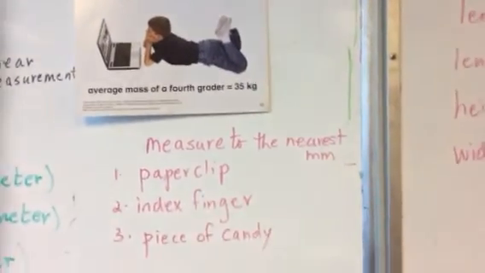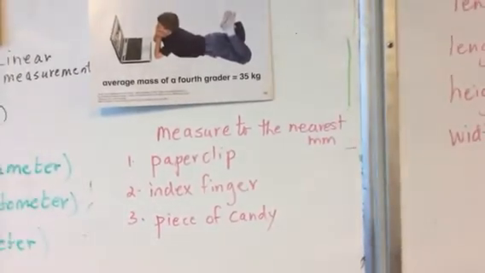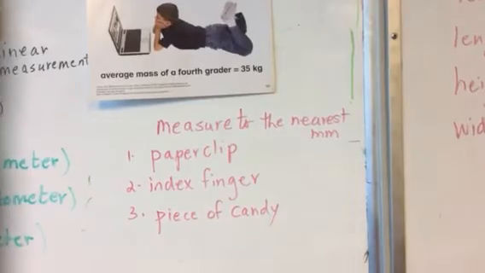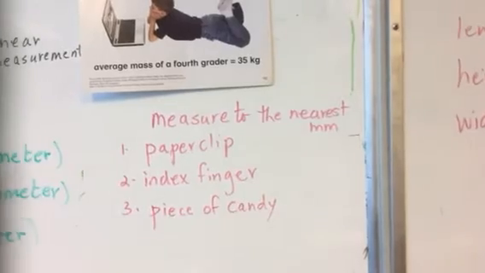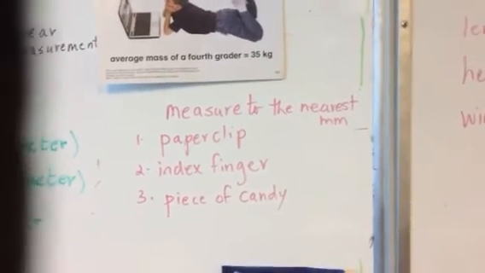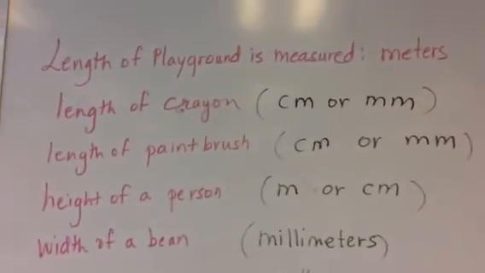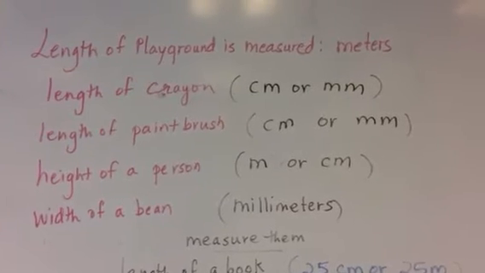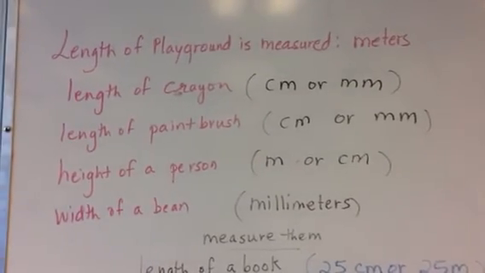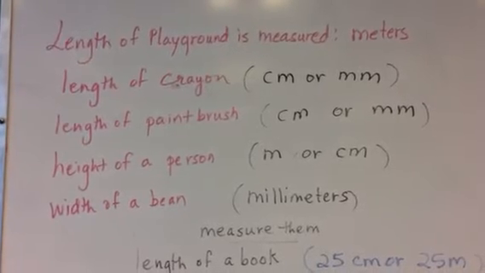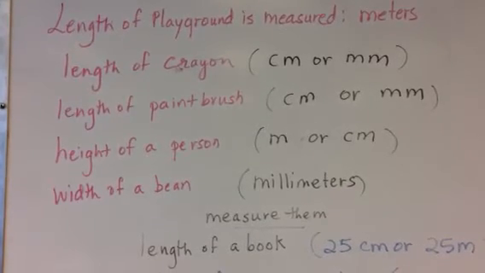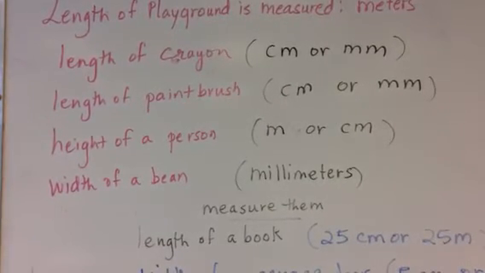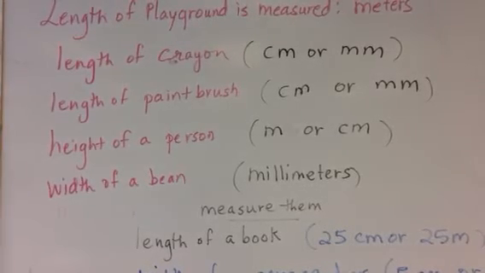Now you can measure using your centimeter ruler and measure a paper clip, or index finger or a piece of candy, how long they are, how wide they are, but you're not in class, so you may have to do it at home. Now, after doing that, think about what the length of a playground is measured in. A length of playground is measured in meters. A length of a crayon, will you use a centimeter or a millimeter, depending on the length of the crayon. It depends on how long it is, 1.5 centimeters or 15 millimeters.